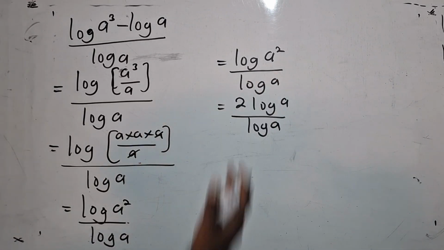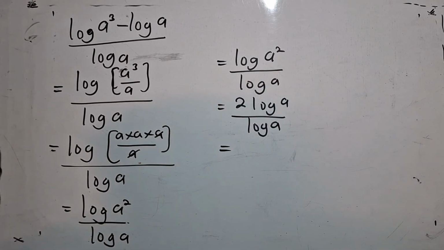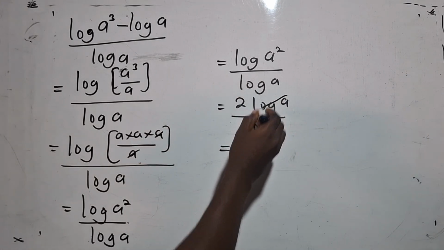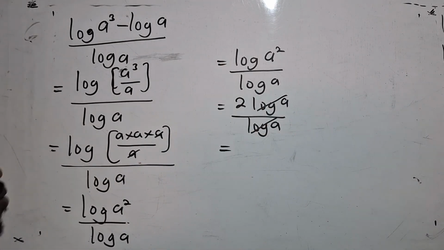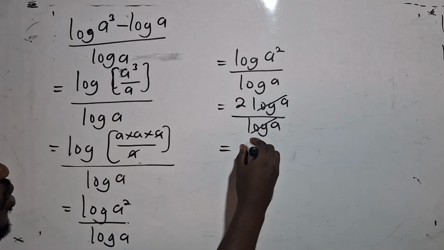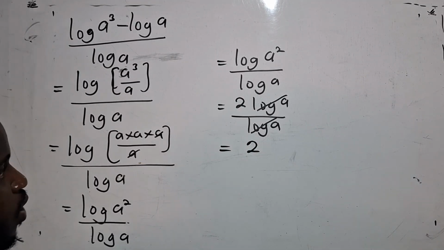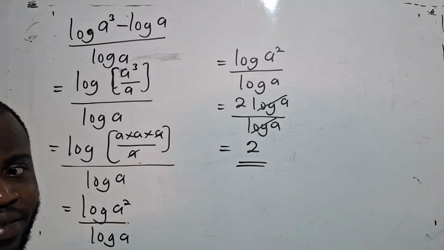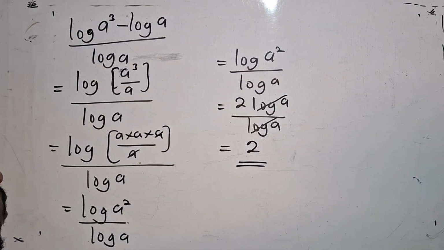Now we have arrived at them having a common log. Now what do we do? We cancel them out by dividing to get 2. Yes, so now our final answer has given us 2. Yes, to simplify this, the final answer has given us 2.